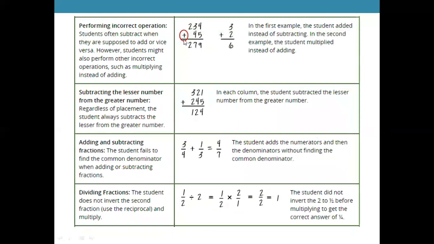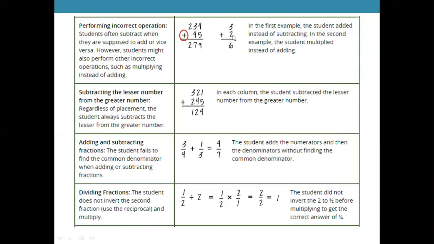I highlighted this here because this was actually an error made in this visual, so I don't want you to get confused by that. But students performing the incorrect operation, this is meant to be a subtraction sign, and it's showing here that the student added instead of subtracted. What the student did here is they multiplied 3 times 2 equals 6 rather than adding them together.